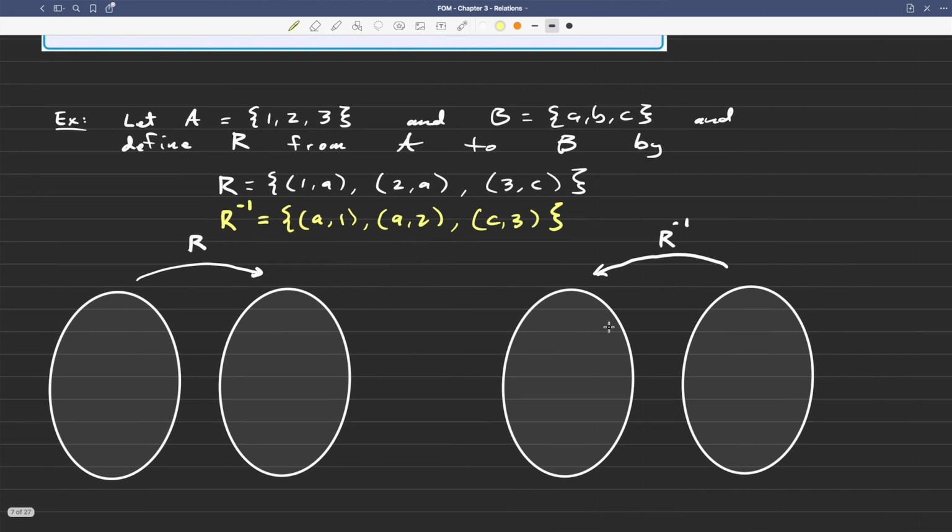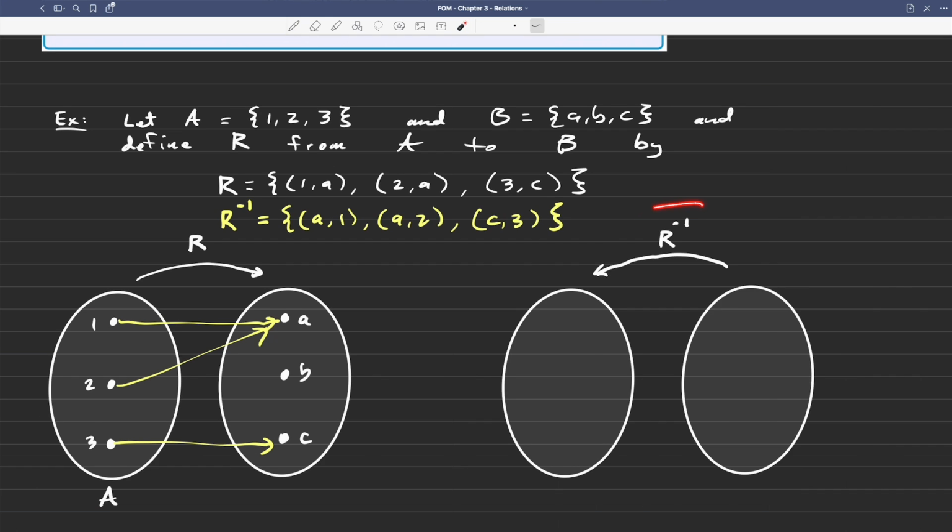Easy peasy, right? And if I want to draw bubble diagrams of what's going on here, on the left I have the relation R, and so I could draw a bubble diagram for that by putting 1, 2, and 3 in the left set, A, B, and C in the right set. And I can draw some arrows to indicate the ordered pairs in the original relation R: 1 comma A, 2 comma A, 3 comma C. In the right bubble diagram, notice that for R inverse, I've got the arrow pointed in the reverse direction.